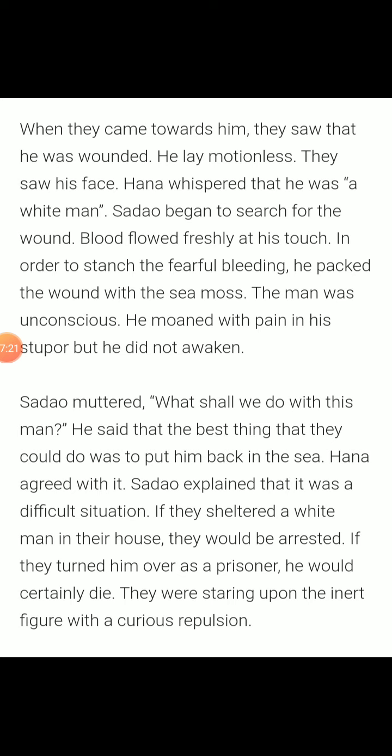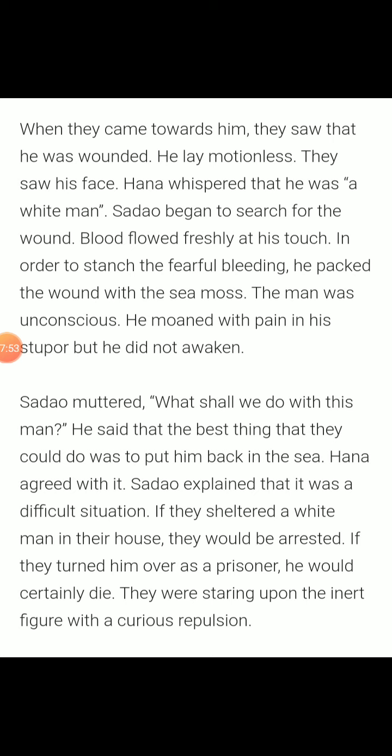He said that the best thing that they could do was to put him back into the sea. Hana agreed with it. Sadao explained that it was a very difficult situation. Why? Because when you become a doctor, you take the oath of humanity. You are going to keep your enmity far behind and you are going to treat your patient as a human first. If they sheltered a white man in their house, they would be arrested. If they turned him over as a prisoner, he would certainly die.